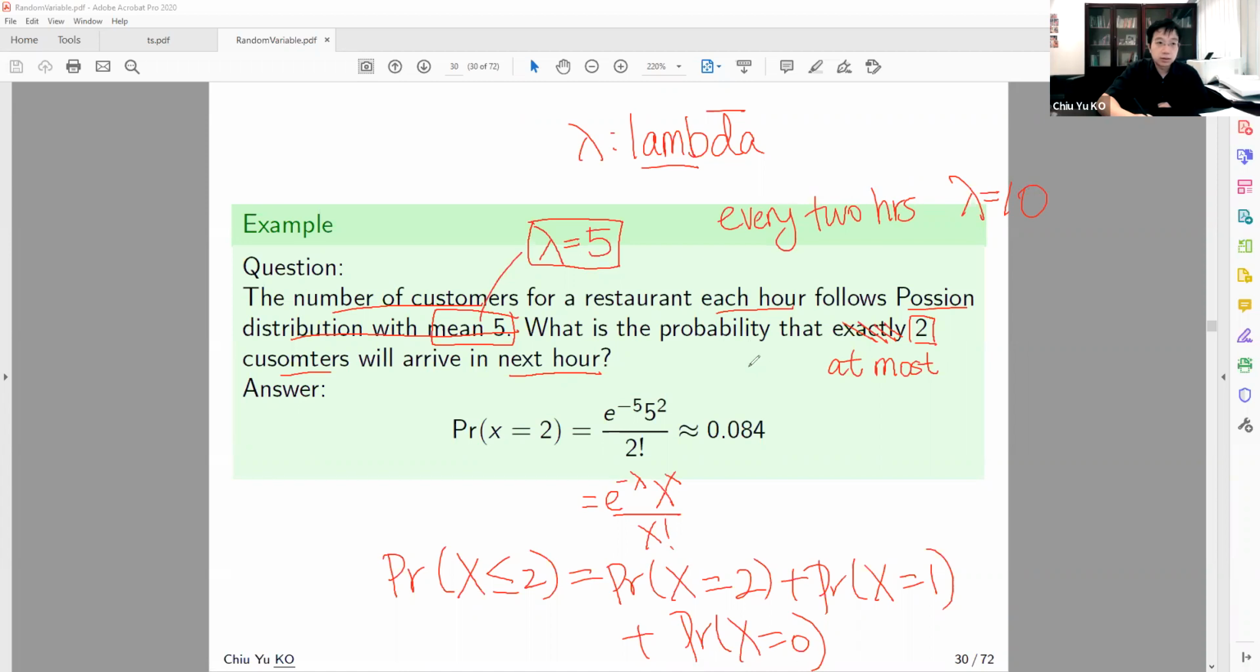Okay. So if I ask what's the probability of exactly 2 in the next 2 hours, then you will calculate the same way, but the mean will be 10. Okay, I hope that would be something not typical to see.